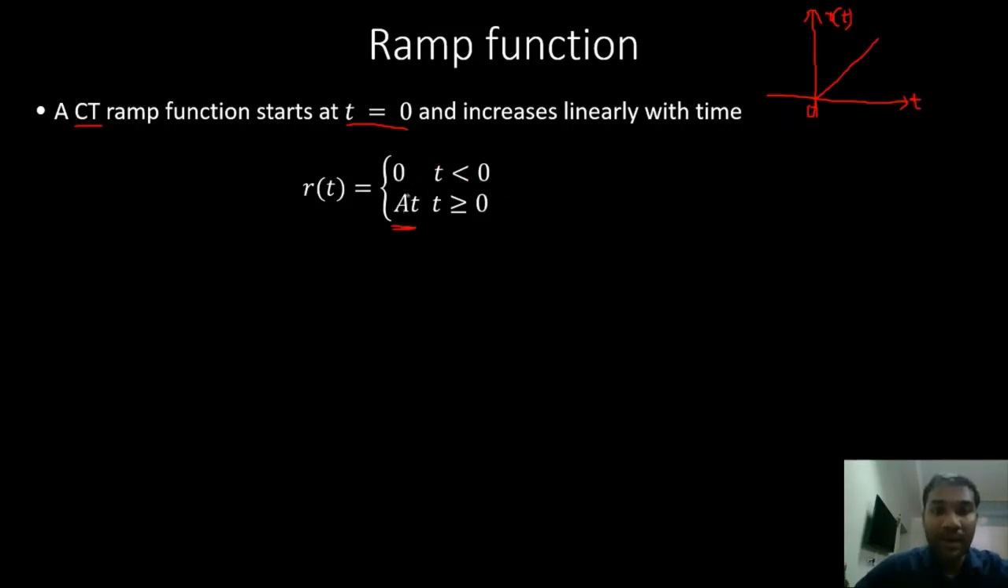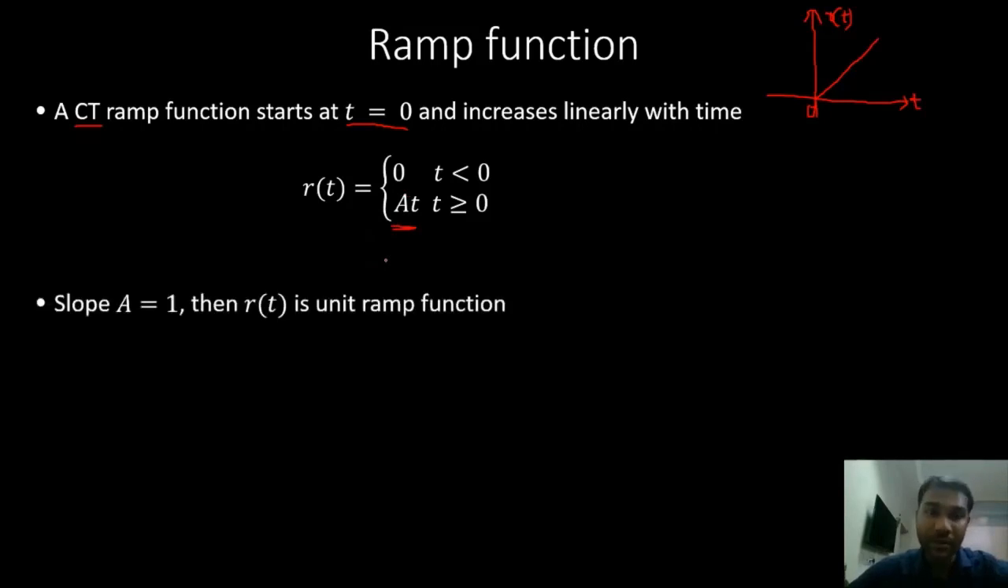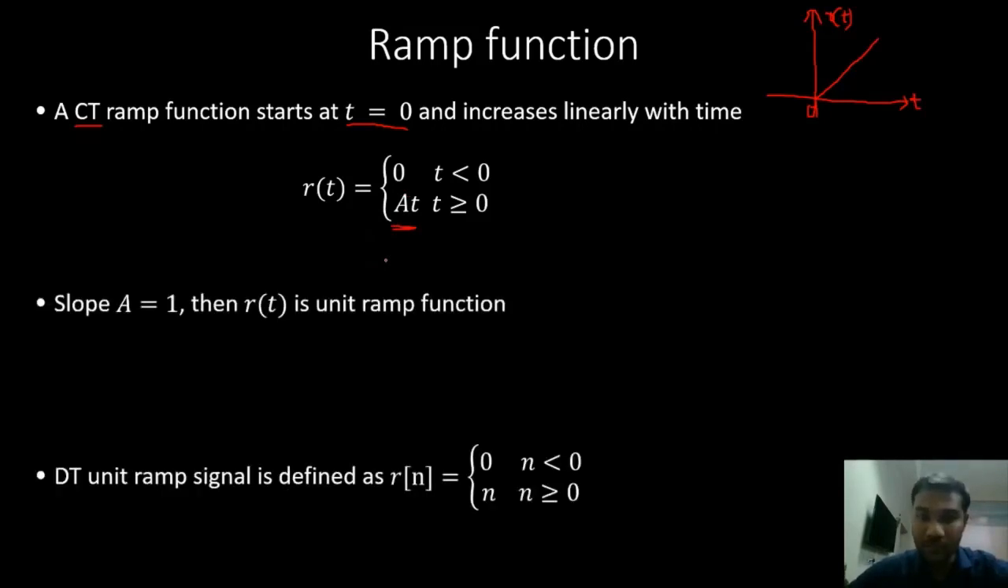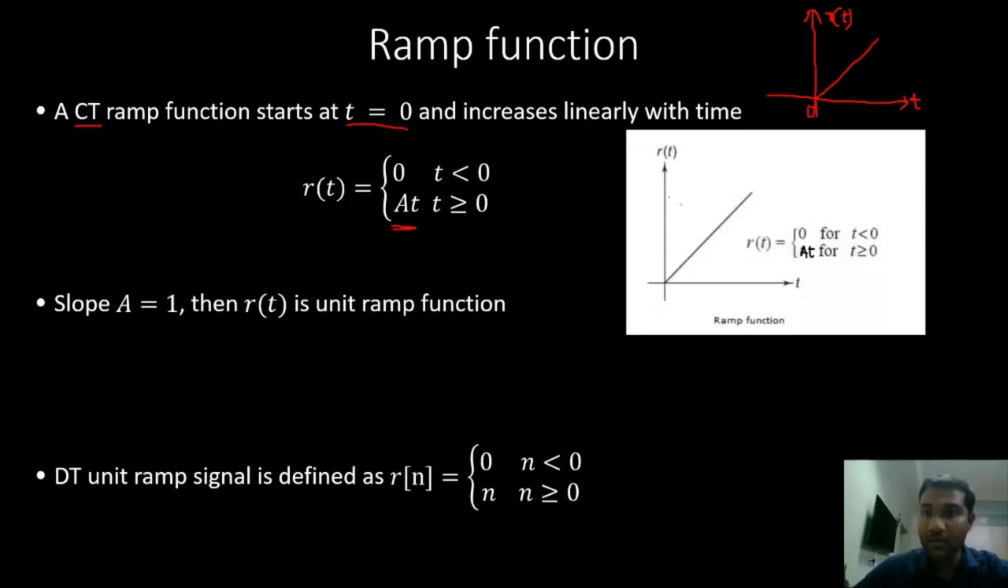Now, if this a is equal to 1, we call this ramp function the unit ramp function. That means at t equal to 1, the amplitude will be 1. At t equal to 2, the amplitude will be 2, and so on. That is the unit ramp function.